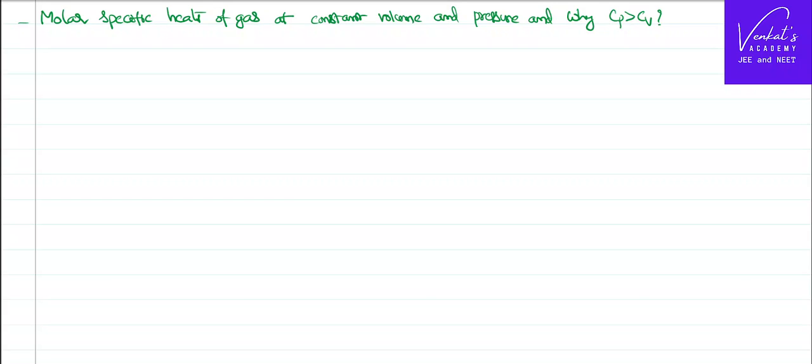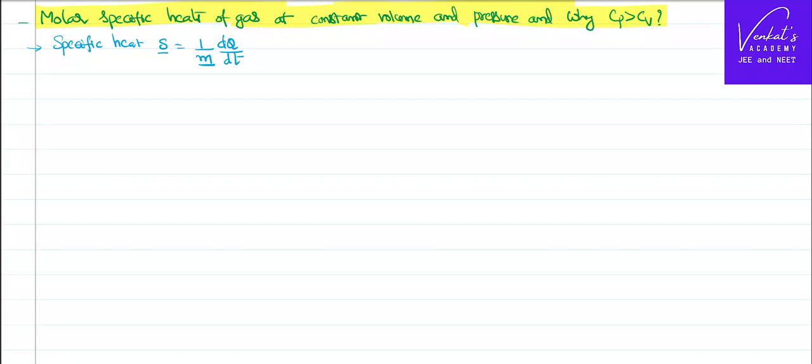Here in this video, we'd like to talk about molar specific heat of a gas at constant volume and at constant pressure. So first let me start our discussion by saying what is specific heat in general for a solid or a liquid. Specific heat is defined as the amount of heat required to raise the temperature of unit mass of substance by 1 degree centigrade. So when you say unit mass, you may be taking a gram or kilogram.